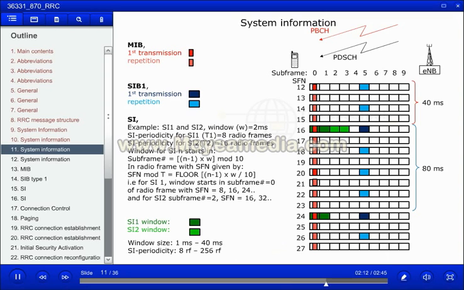The SI window can vary between 1 up to 40 milliseconds. The position, i.e. subframe number and system frame number of the radio frame of the SI window for SI1 and SI2, are calculated using the formulas shown. Here the SI window for SI1 is shown in dark green, and for SI2 in light green.